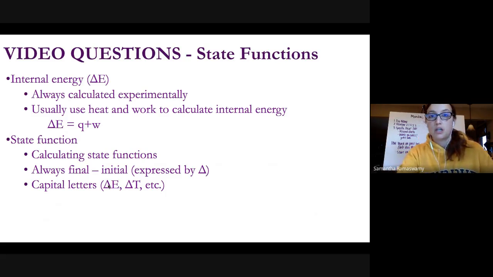Delta E is change in energy, calculated by final minus initial. A state function is always going to be designated by a capital letter. So internal energy, which is delta E, is a state function. We calculate internal energy experimentally, and to do that, we use heat and work. So delta E is Q plus W. This is really all we do with delta E and W, is just use this equation like we did in the do now.